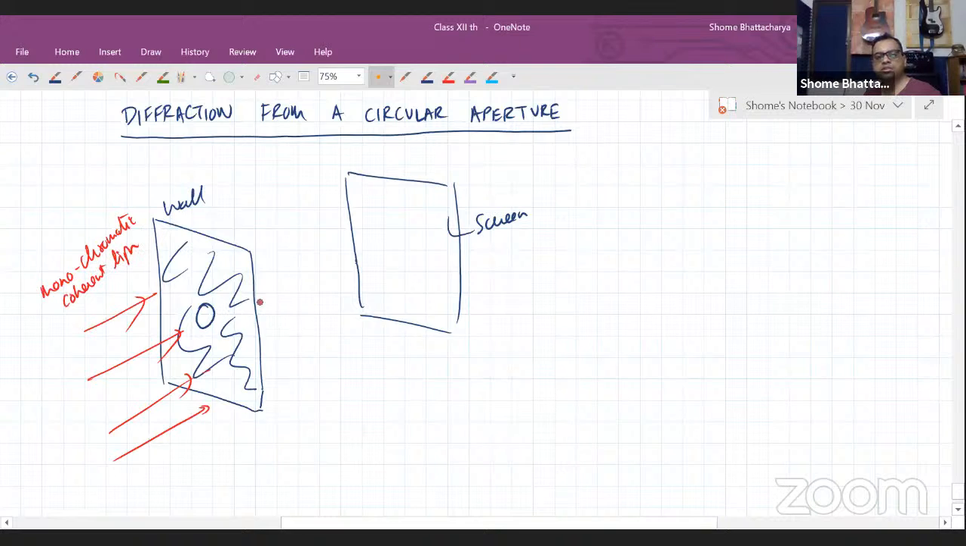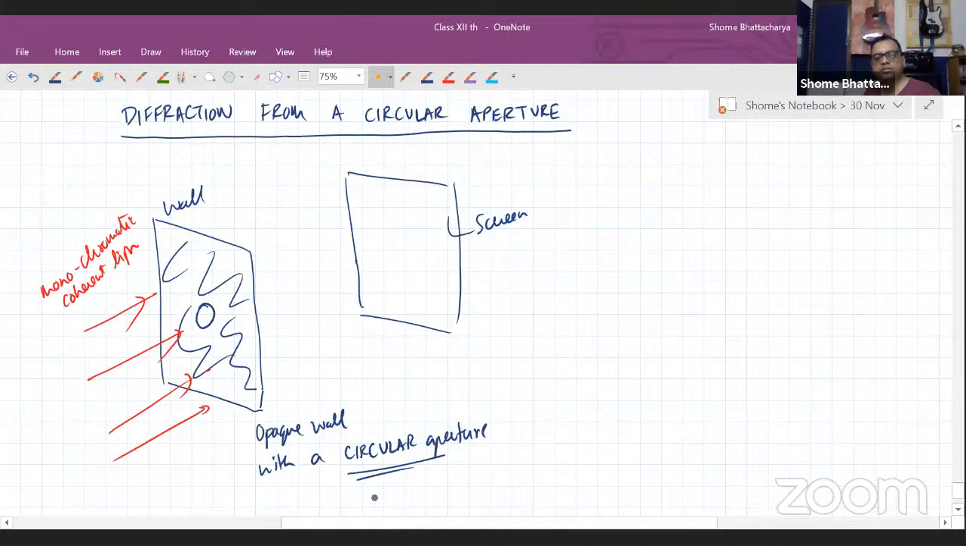Okay. So then what you see on the round hole. So this is an opaque wall with a circular aperture, and this circular aperture has a diameter of E, let's say, where E will be of that order of magnitude, 50 lambda, for the monochromatic light of wavelength lambda, which is incident.